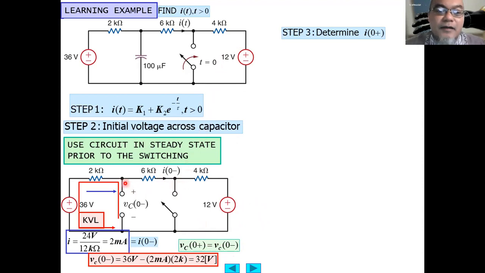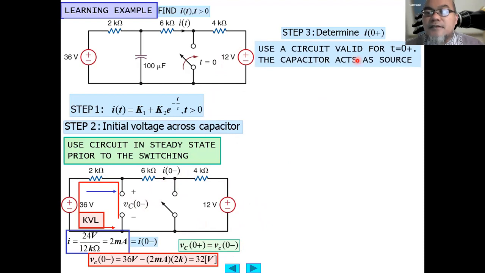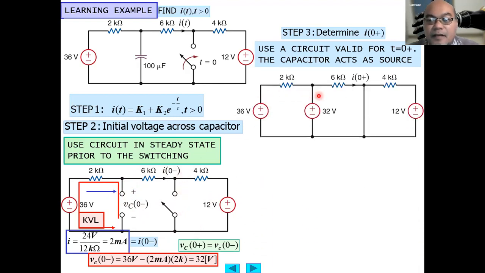Step 3, let's determine now the current flowing at 0 plus. Use a circuit valid for t equal to 0 plus. So when this switch is just turned on, the capacitor now will act as a source. The charge voltage from the capacitance will also flow. Just after it's turned on, the voltage of the capacitor is 32 volt, due to the continuity law for the capacitance.